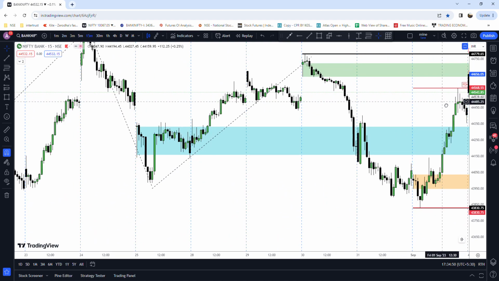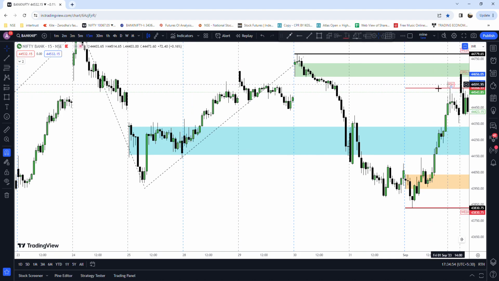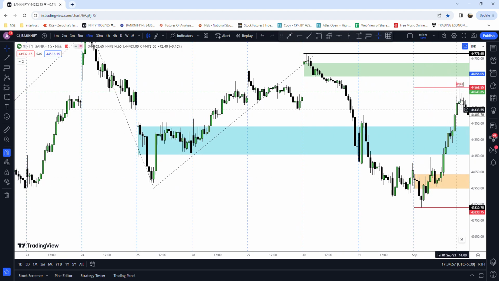These are the levels we have marked: previous day high, previous day low, weekly high, weekly low. And we've got to create a hypothesis of where we think the market might go.